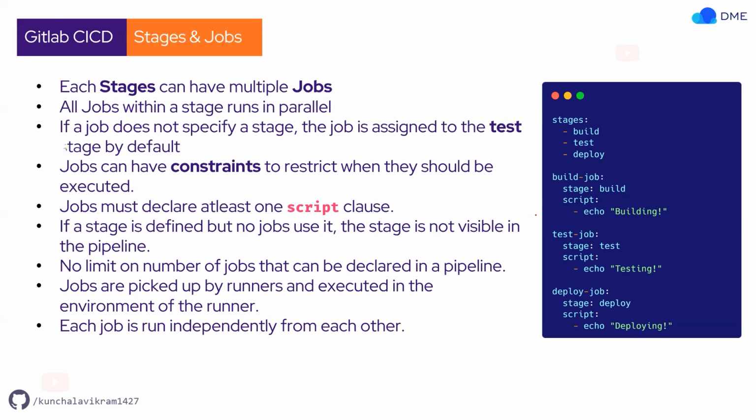One more thing here is you can also control when a job should be executed. Let's say I want to build a project, but I want to run that build job only when the event is a merge request event, or if the current branch is master. So I can restrict jobs using those conditions, using clauses. Understood?